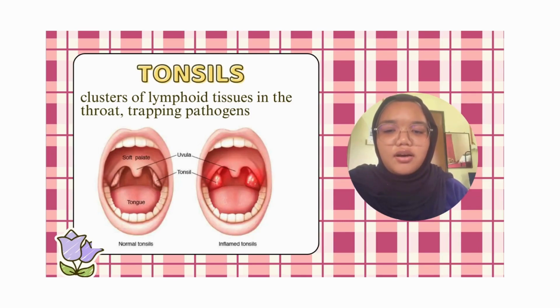The tonsil is a cluster of lymphoid tissue in the throat, trapping pathogens. As we can see in this slide, when the tonsil is inflamed, it will show that our tonsil is red.